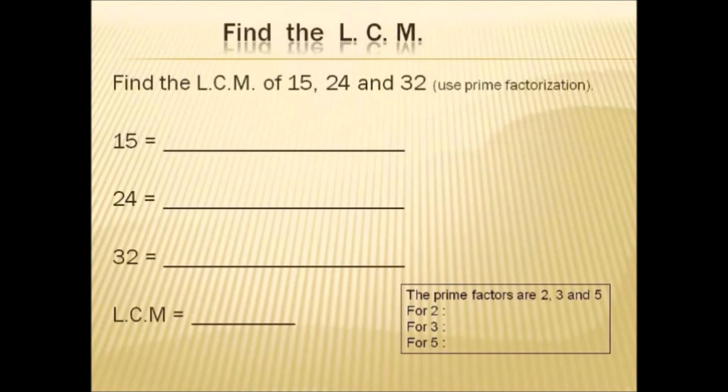Let's find the LCM of 15, 24, and 32 using prime factorization. So let's find the prime factors of 15, the prime factors of 24, the prime factors of 32, and then find the LCM. I gave you a clue there. The prime factors are 2, 3, and 5. So for 2, what are you using? For 3, what are you using? For 5, what are you using? Remember, use the greatest number of factors that you have. So do the prime factorization quickly.